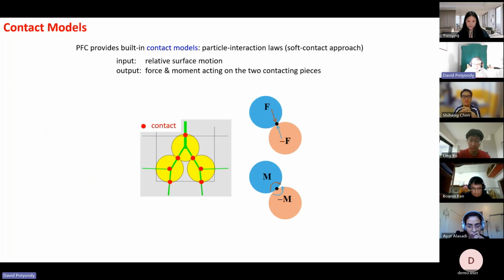So contact model. There are many contact models in PFC. And what they really are is you should think of them as particle interaction laws. It's how the particles interact. And a contact is always only between two pieces. You can't have 6 of them at a contact. There's always just 2. And again, we're using that soft contact approach. So overlap is happening, input, relative motion, output, update the force and moment.